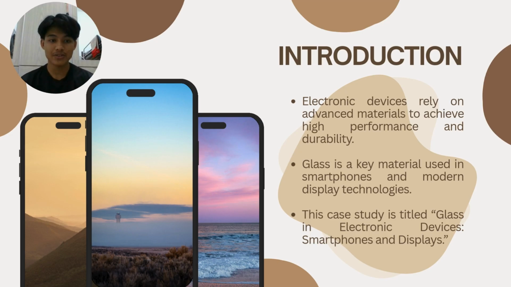First of all, electronic devices rely on advanced materials to achieve high performance and durability. Modern electronic devices require materials with strong mechanical strength and high reliability, also stable performance to ensure long-term and efficient operation. Other than that, glass is a key material used in smartphones and modern display technologies. Glass is widely used in electronic devices because it provides transparency, scratch resistance, and protection for sensitive internal components.